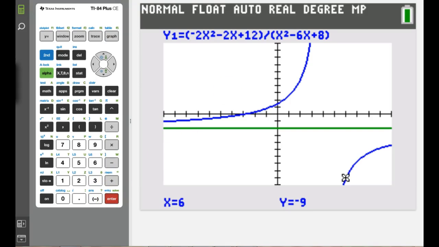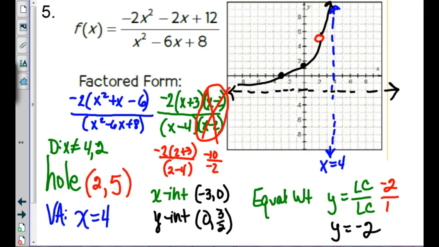6, -9. Oh, so it's way down there. It does go a little higher than that, but at 6, it's at -9. And then it goes up this way. Anyway, it doesn't have to be super accurate, but I did kind of like to know that it wasn't way over here tight to those asymptotes. Are we good? Yep.